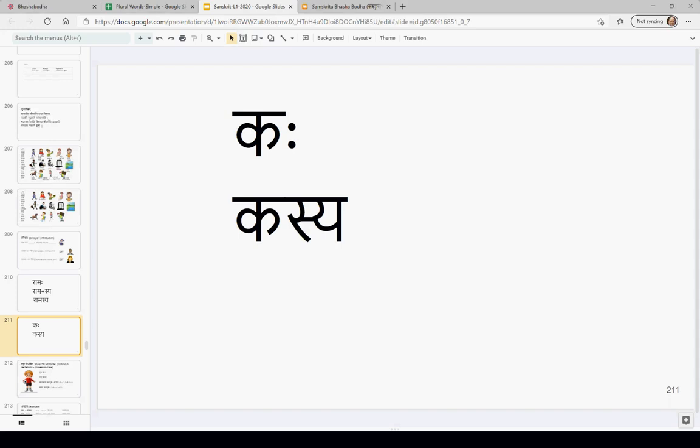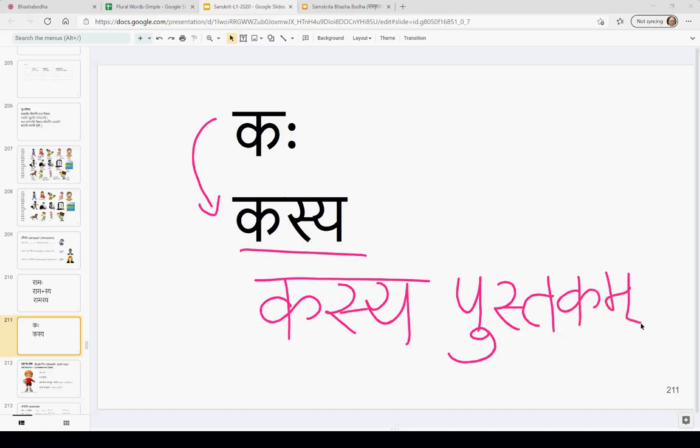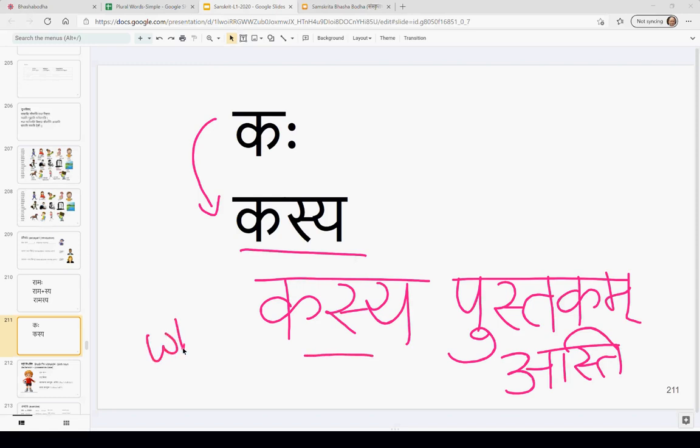Now, for that question word, the shashthi form becomes kasya. So if you want to ask whose book is that, then we add kasya. Kasya pustakam. You can add asti. Kasya pustakam asti means whose. This becomes whose.